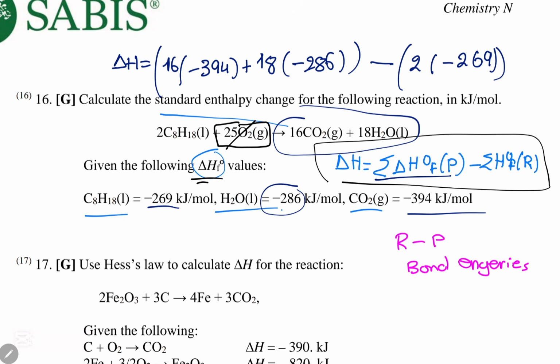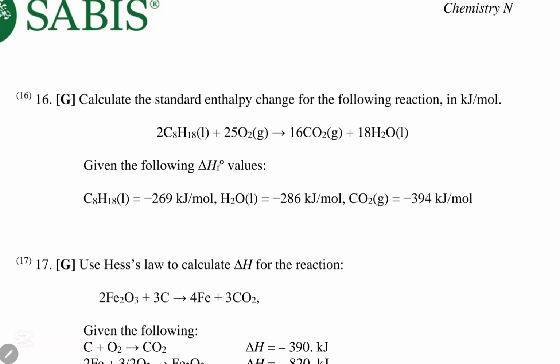So you put it on your calculator and please put the exact bracket. So 16 times minus 394 plus 18 times minus 286, all of it minus 2 times minus 269. So once you put it on your calculator, to the correct number of significant figures, here the significant figures are all three significant figures. So your answer should be to 3 significant figures. So my final answer, it's going to be that delta H is equal to minus 1,0900 kilojoules per mole, which is exactly to 3 significant figures. So we finished question number 16.